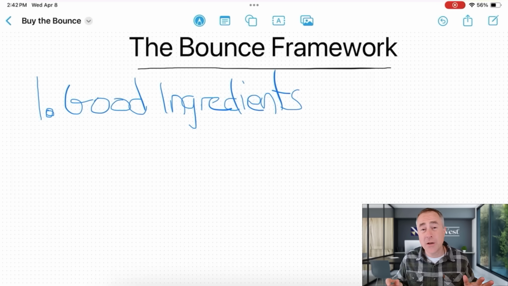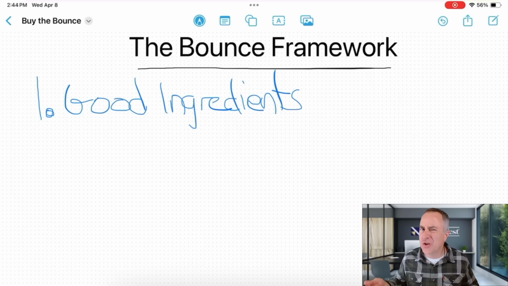Before you even worry about buying the bounce, make sure you're even looking at the right kind of stock, because garbage in equals garbage out. You can't make a great meal with bad ingredients. And the same is true with investing. If you start with a weak stock, a bounce doesn't suddenly make it a great opportunity. A bounce only matters if it is happening in a good stock.